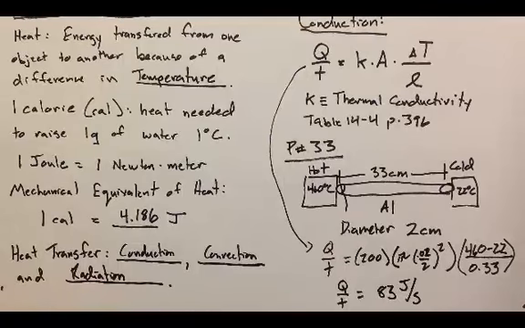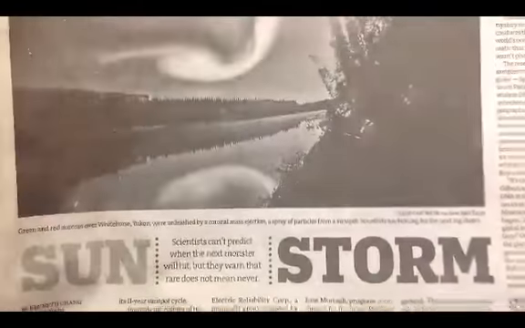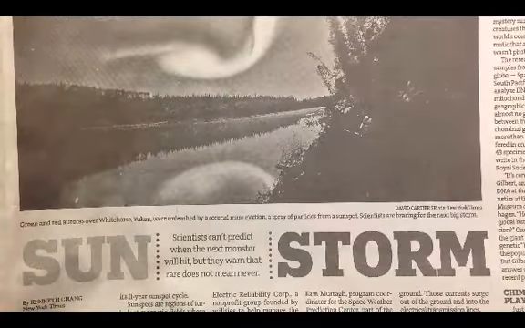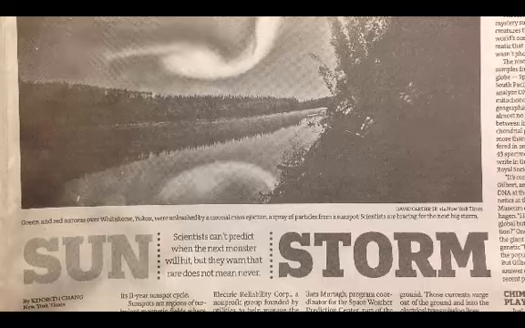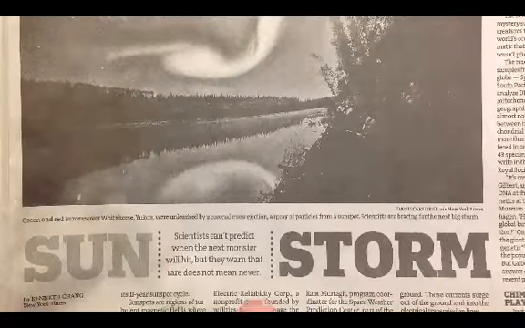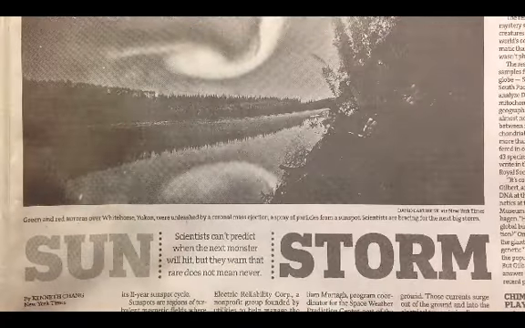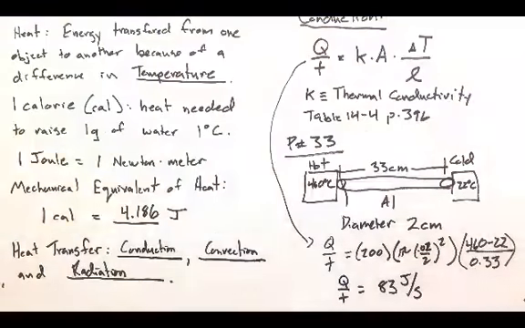Speaking of radiation, be on the lookout here for some radiation this week. Scientists are predicting that the sun is now in its peak of its 11-year radiation cycle. So speaking of radiation, be on the lookout for sunspots this week.